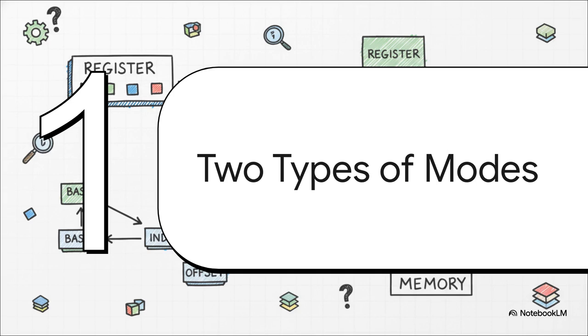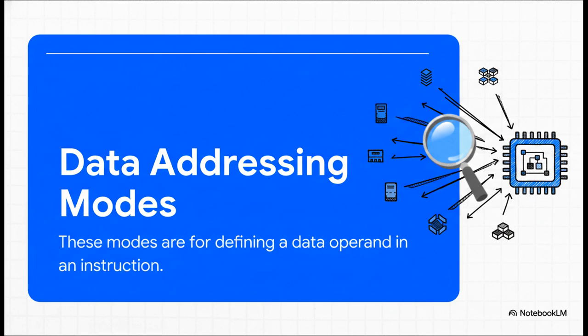So we've gone through a ton of specific techniques. But if we step back for a second, the 8086 really organizes all of these into two main high-level categories. The first category is called Data Addressing Modes. And guess what? Everything we've discussed so far, from that super simple immediate mode all the way to the complex based index with displacement, it all falls into this group. Their one and only job is to tell the CPU where to find the data it needs to work on.